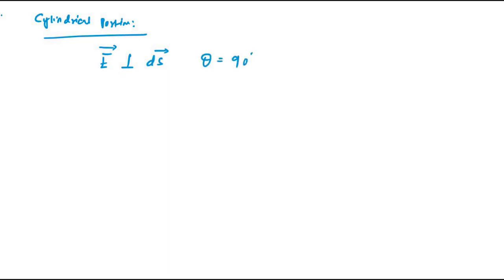So, for the entire cylindrical portion of the Gaussian surface, the angle between the electric field vector and the surface element vector will always be 90 degrees. E vector will be perpendicular to ds vector. Theta is 90 degrees.